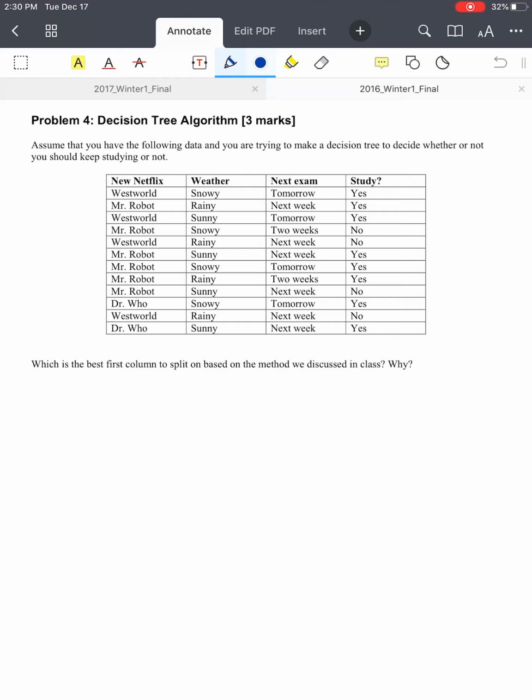Okay, this is 2016 winter final, problem number 4, decision tree algorithm, 3 marks. Assume that you have the following data and you are trying to make a decision tree to decide whether or not you should keep studying. Which is the best first column to split on based on the method we discussed in class?